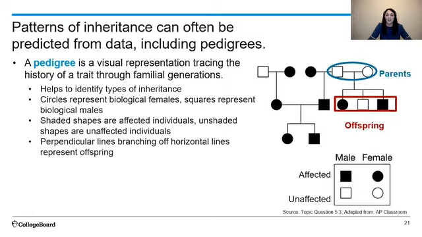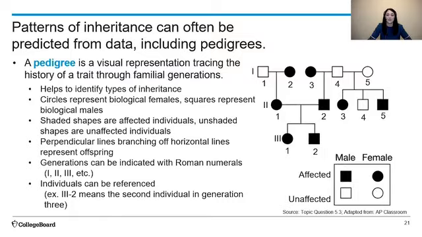Generations can be indicated with Roman numerals. So you can see in this pedigree, we have 3 different generations. And then if we want to talk about a particular individual, we can talk about them based on their number. So if I say individual 3-2, or generation 3, individual 2, I am talking about this individual male right here.